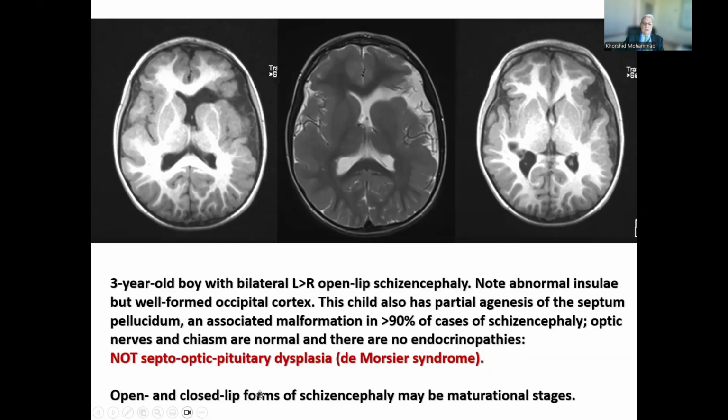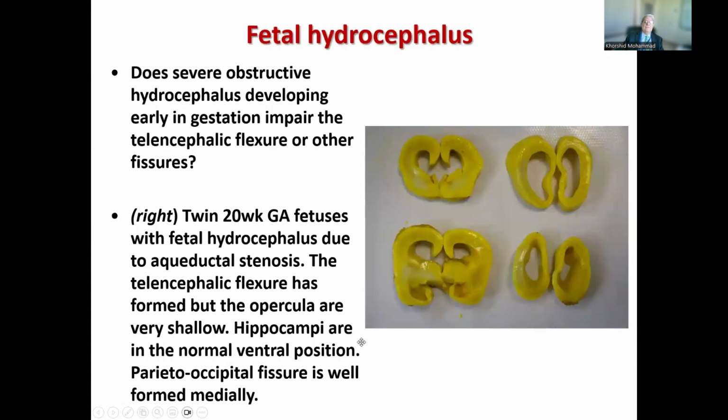The term open and closed forms of schizencephaly probably is not so important, really. It's something that's very obvious on imaging, and so it's been used a lot in describing the MRI of children with schizencephaly and neuropathologically as well. But these are maturational stages, and probably there's not a great deal of difference in terms of pathogenesis between the open and closed forms of schizencephaly.